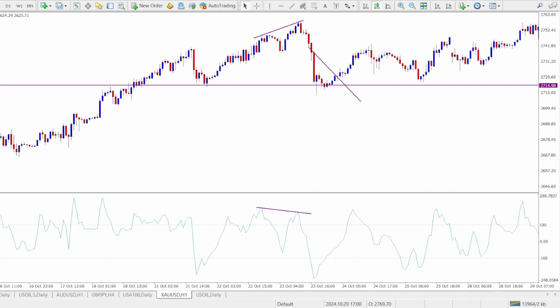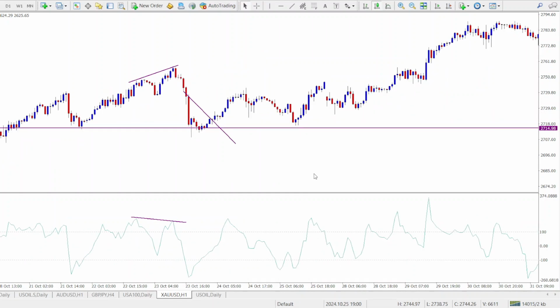Now, when using the CCI divergence strategy, there are a few common mistakes that traders make. Let us go over them so you can avoid them. The first is ignoring confirmation signals. As we discussed earlier, relying solely on CCI divergence is not enough. Always wait for confirmation from other technical indicators or price action patterns before acting on a trade.